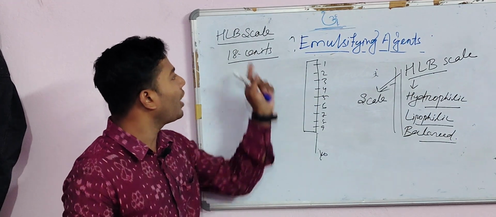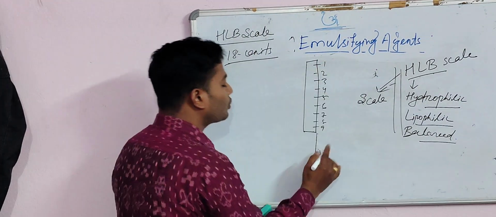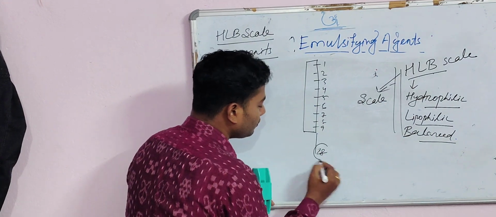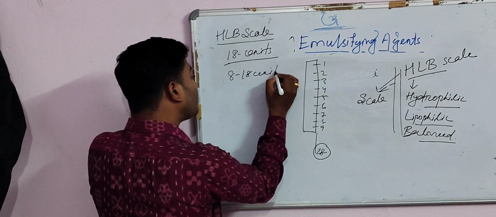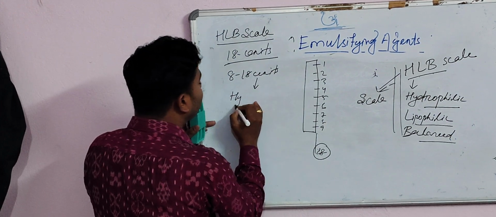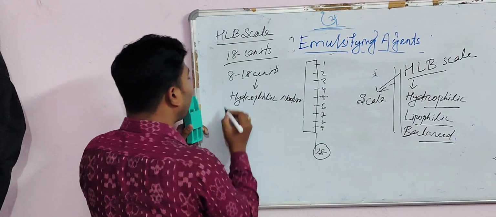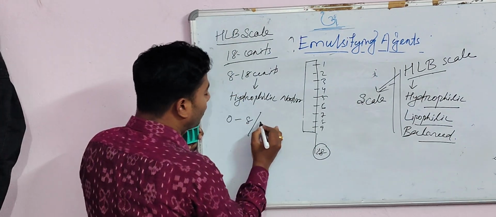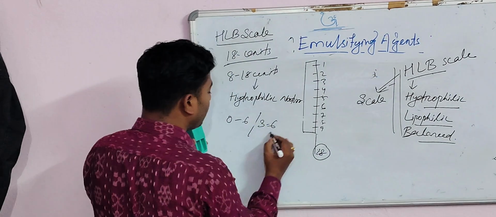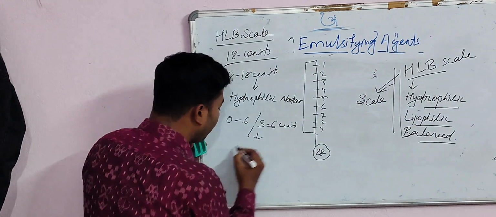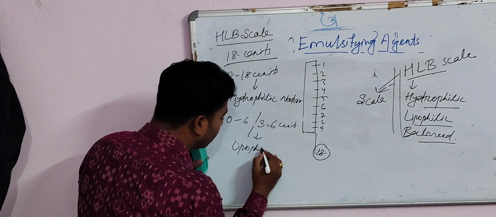In the HLB scale, Griffin divided it into 18 units. Up to 18 units, and 8 to 18 units have hydrophilic nature, and 0 to 8, or 3 to 6 units, have lipophilic nature.